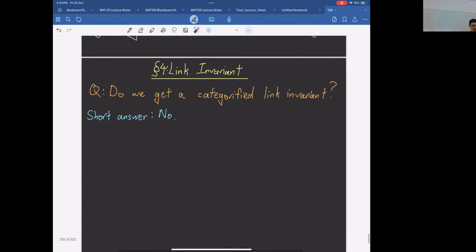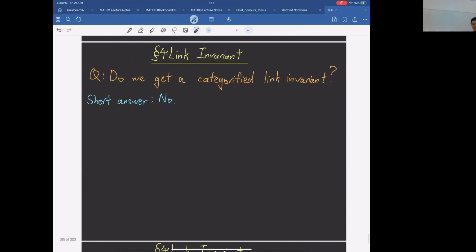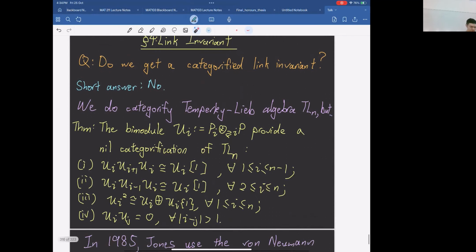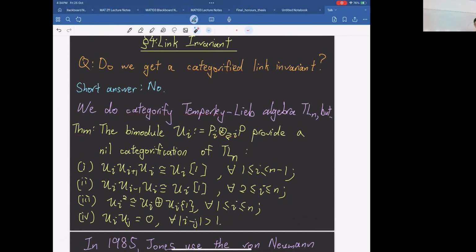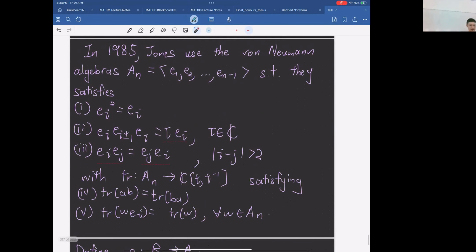So last, okay, not last, almost last. So do we get a categorified link invariant? In this case, the short answer is no. Okay, we don't get a categorified link invariant here, although we have a braid group action here. We do categorify a Temperley-Lieb algebra, but with new categorifications. So you can see what happens here is UiUj equals 0. But in the proper link invariant case, Jones used these Temperley-Lieb algebras coming from the polynomial algebras here.